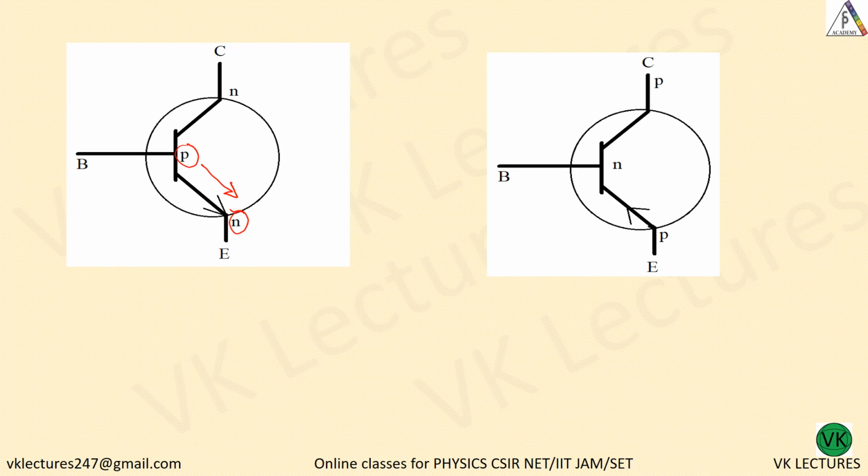Okay, the current flows from positive to negative. That is why here you have an arrow mark towards the N region. While for a PNP transistor, the current flows from this positive, this is positive, negative towards this side. That is why the arrow mark is towards the base.